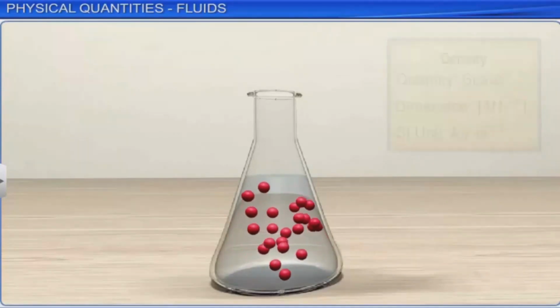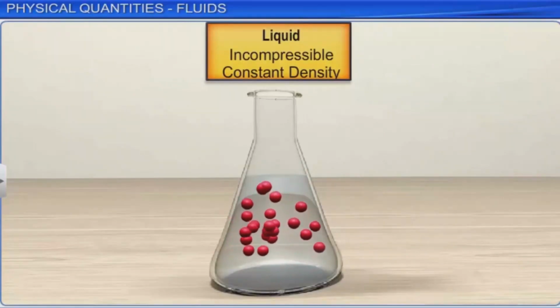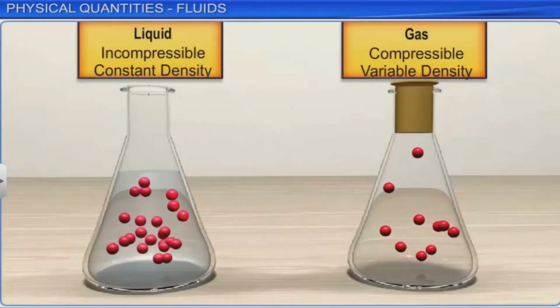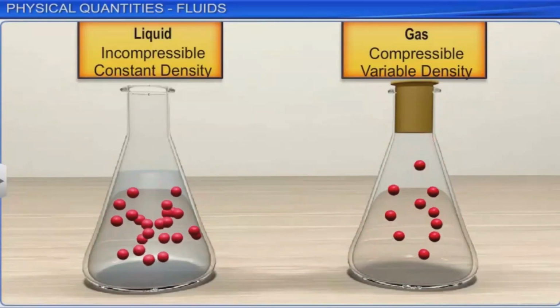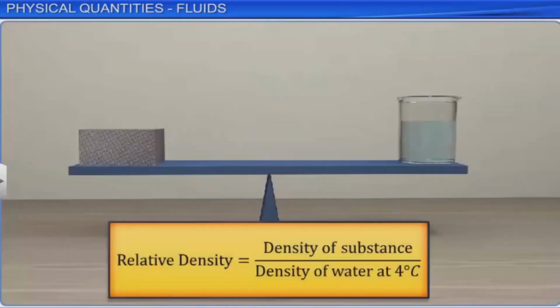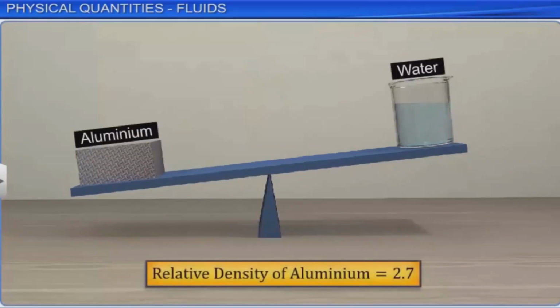Density of a liquid is almost considered constant at all pressures, as it is largely incompressible. However, gases exhibit huge variations in densities at different pressures, as they are compressible. As it is not always possible to remember the density of materials with their true units, generally we refer to relative density. Relative density is the ratio of the density of the substance to the density of water at 4 degrees Celsius. For example, the relative density of aluminium is 2.7.